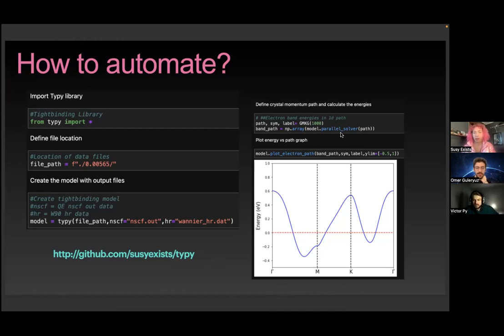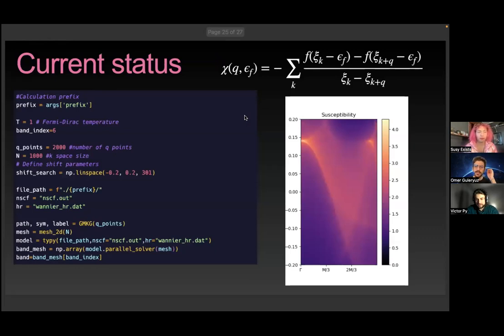In this path, I am taking 1,000 points to calculate the energy, and then I run the calculations. It's called the parallel solver function, to calculate the band structure in parallel. There's one thing about these calculations: they are very time-consuming, and we need supercomputers to do them, and we need to solve them in parallel to save some time. This is one of the main aspects of my research too. And by using this tool, we can automate it a bit further.